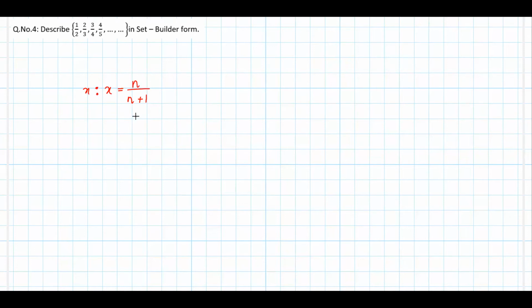Now, any restrictions for n, or this n value is from what set, what number system? Is this from natural numbers or is this from whole numbers? What do we have to take? So the first n value is 1. So that's from natural numbers. So we can simply write n belongs to natural numbers. That's it. So here we can understand one thing. When we write the set, we write it from left-hand side to right-hand side. But when reading a set builder form, just try to understand it from right-hand side to left-hand side.